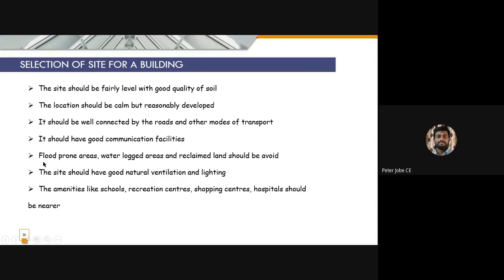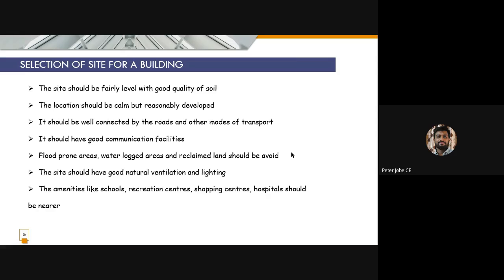The fifth point: flood-prone areas, waterlogged areas, and reclaimed land should be avoided. Flood-prone areas, we have understood what the difficulty is. For the past 2 years, we have been subjected to huge floods, waterlogging, and all those troubles. So we have understood the main difficulty if we choose a place that is prone to floods and waterlogging. During heavy rainy seasons, all these things can disturb our regular lifestyle. So this should be taken into consideration.